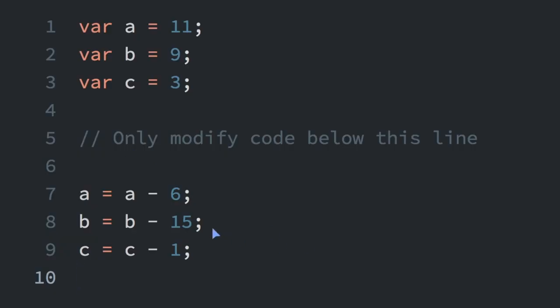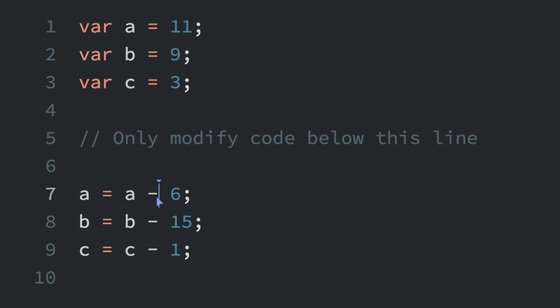Previously we learned about plus equals. Well, minus equals does the same thing but subtracting. So this says a equals a minus 6. We started at 11. Minus 6 is going to be 5. So the new a is going to be 5. But we can shorten that.